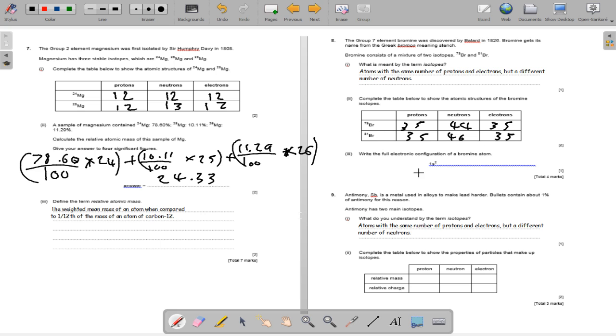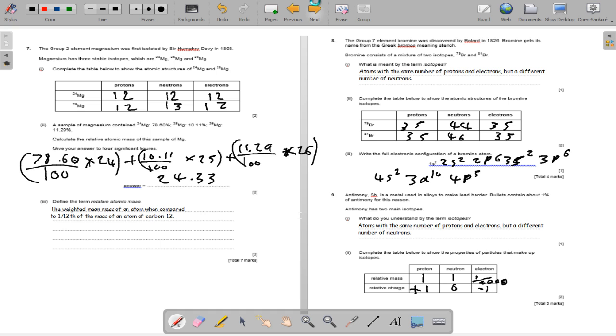And the full configuration is 1s2, 2s2, 2p6, 3s2, 3p6, 4s2, 3d10 and 4p5. And for the table, plus 1 for a proton, 1 and 0 for a neutron, 1 over 2000 for an electron, and minus 1 for the charge.